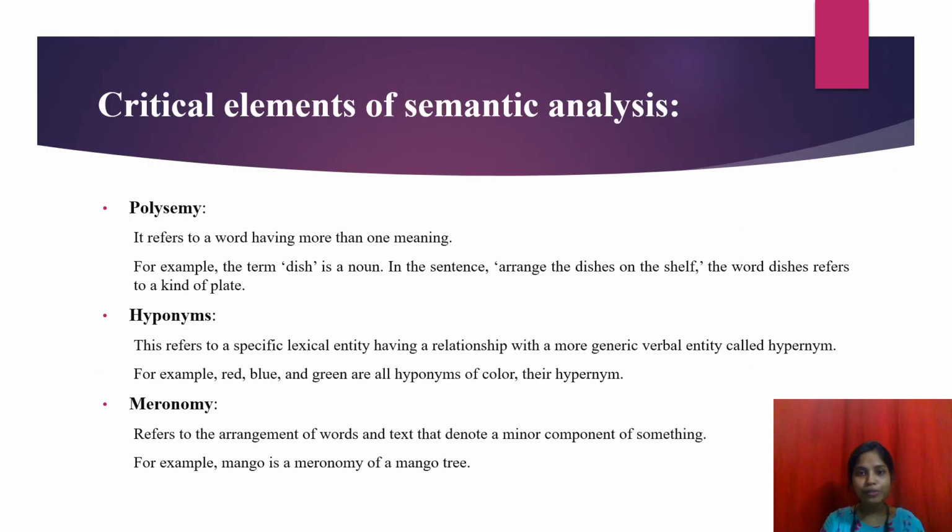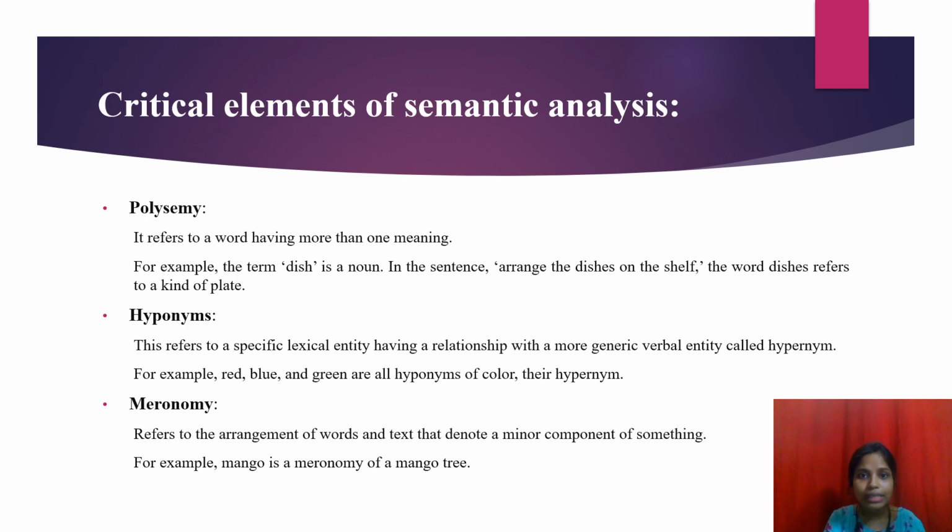Let's just dive into some of the critical elements of semantic analysis. There are 6 critical elements of semantic analysis. Let's have a quick exploration of it. The first one is polysemy. This is when a word has multiple meanings, but all those meanings are related and are found in one dictionary entry. For example, dish can mean a type of plate or a course of food. Both meanings are related to the idea of dish.